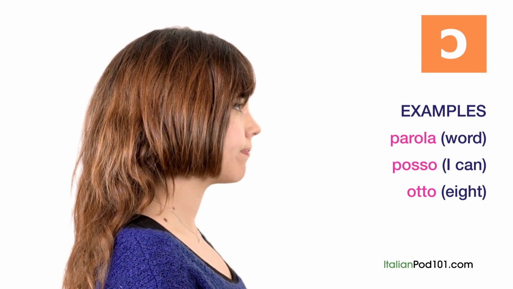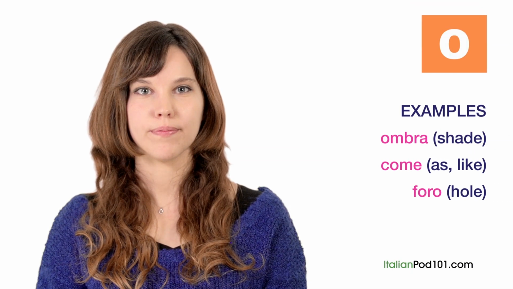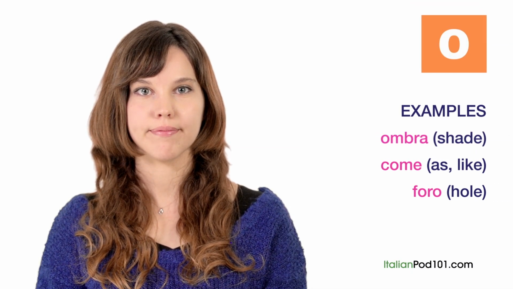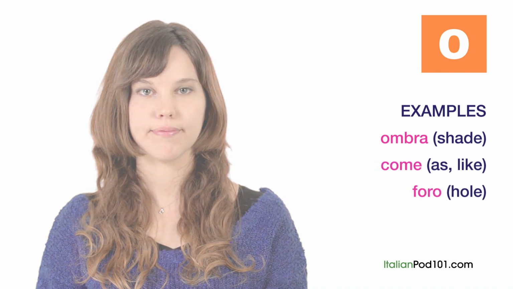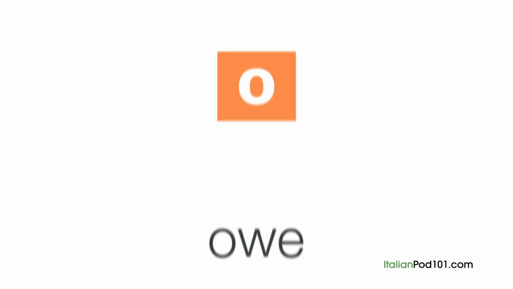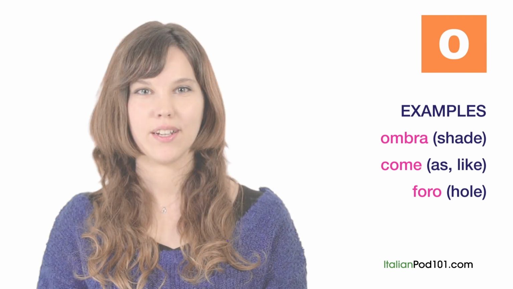The next vowel is O. Ombra. Come. Foro. This is like the previous sound, except your tongue is positioned a little bit higher. It's quite similar to the O sound in the word O. Just make sure not to widen your mouth too much. You only want to carry over the W sound slightly. Listen to Desiree. O.